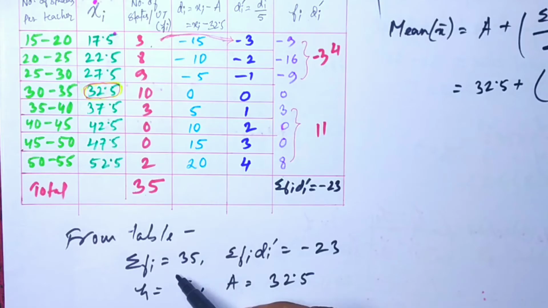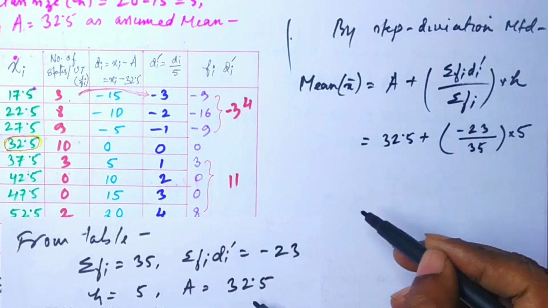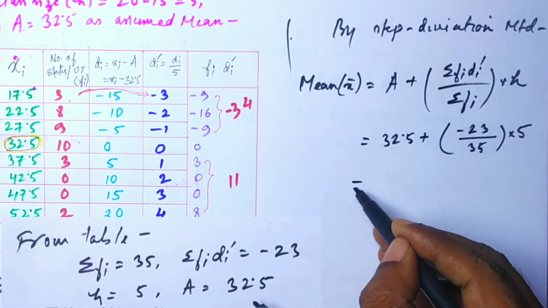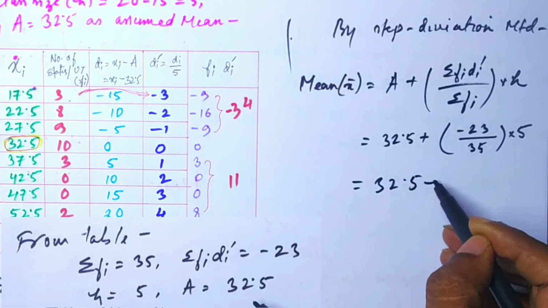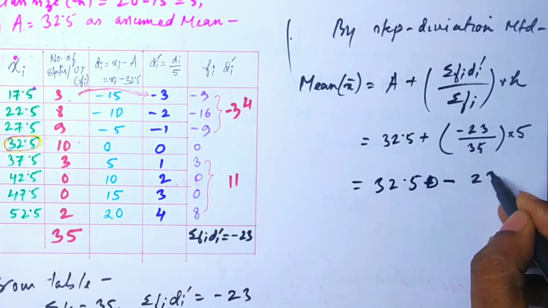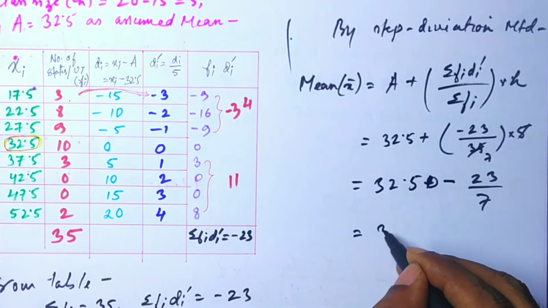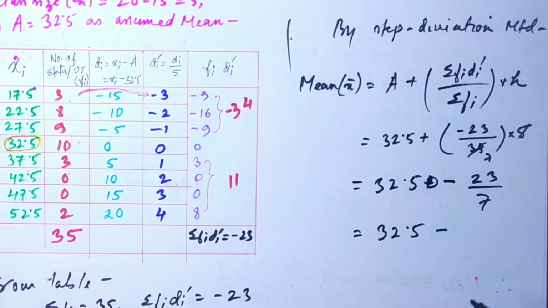So from the table we have summation fi is 35, summation fi di dash is minus 23, h is 5, a is 32.5. By the step deviation method we substitute the values and calculate. We get 32.5 plus 5 into minus 23 by 35, so 5 sevens are 35, so 23 by 7. So it is 32.5 minus 23 divided by 7, which is 3.28. After subtracting it we get 29.22.